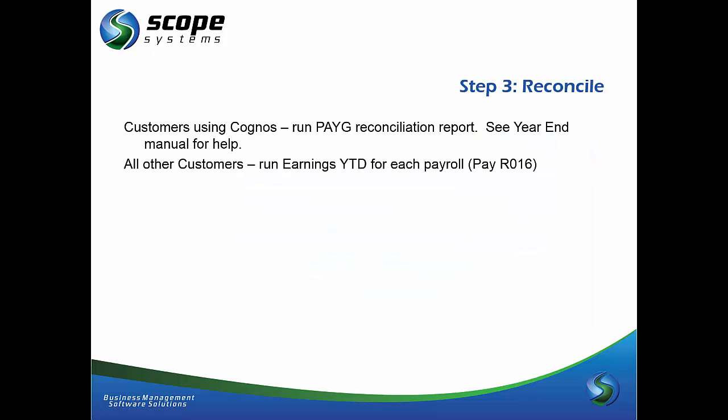This produces the payment summary report, which is what you use to do your reconciliation. Customers using Cognos can run the PAYG reconciliation report. If you check the year-end manual, you'll see how to do that. All other customers, you now need to run an earnings year-to-date report for each payroll. The payment summary report will split totals for each payroll.